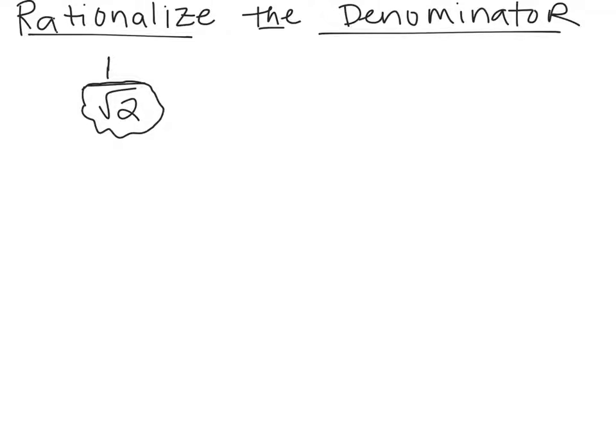If I multiply the denominator by the square root of 2, I would get square root of 2 times square root of 2, which would be square root of 4, and that simplifies to 2. And that was our goal, to have an integer down there instead of an irrational number. So we have a rational number.